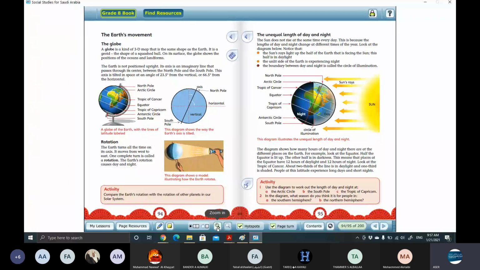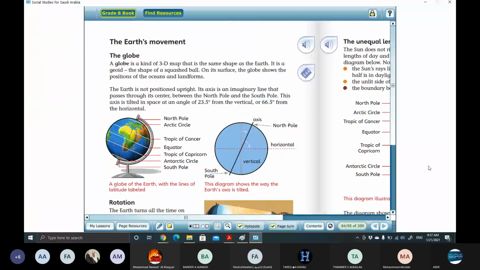So let's start reading first about the globe. Can I read, teacher? Yes. A globe is a kind of 3D map that is the same shape as the Earth. It is a guide, the shape of a squashed ball on its surface. The globe shows the position of the oceans and landforms. The Earth is not positioned upright. Its axis is an imaginary line that passes through its center between the North Pole and the South Pole. This axis is tilted in space at an angle of 23.5 from the vertical or 66.5 from the horizontal.